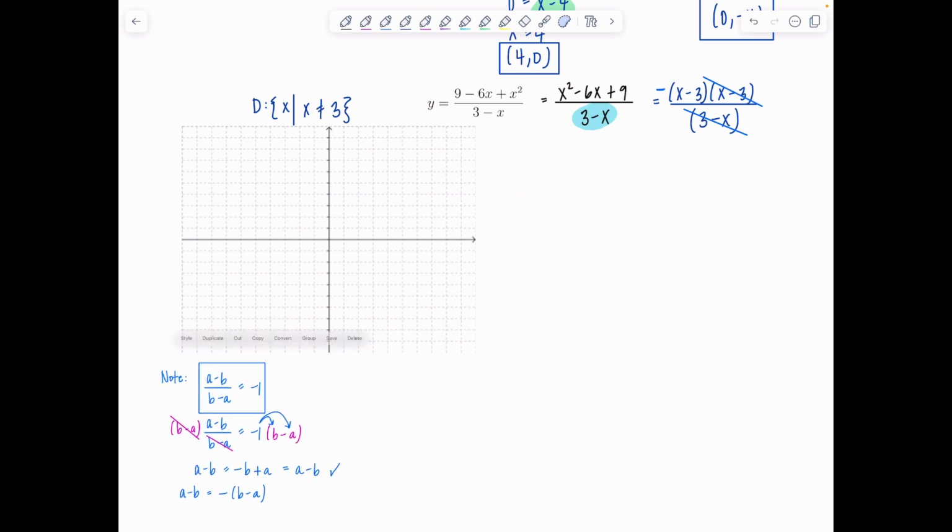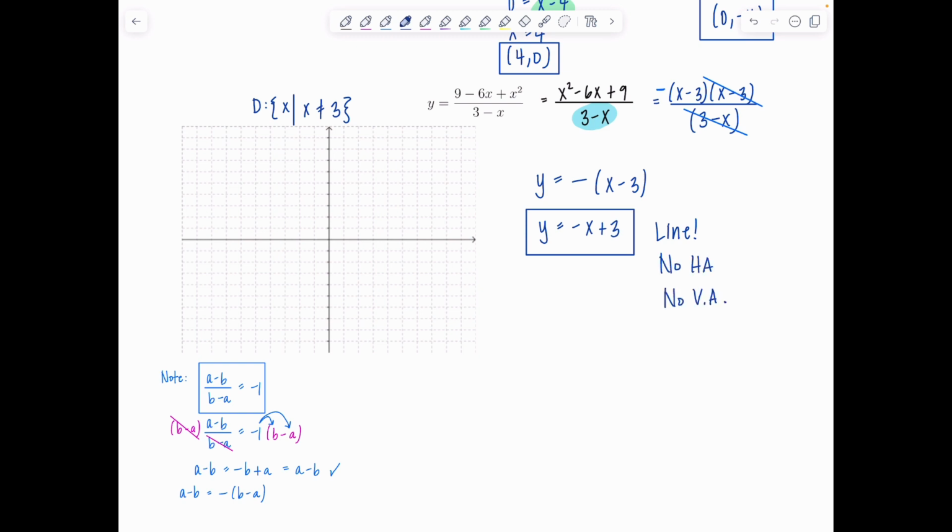There's the note. Good. Okay, so then now I can say y equals -x minus 3, which is -x plus 3. That's a line, right? This is a line. So we have no horizontal asymptote, no vertical asymptote, but we do have a hole. We have a hole at x equals 3. Why do I say that?